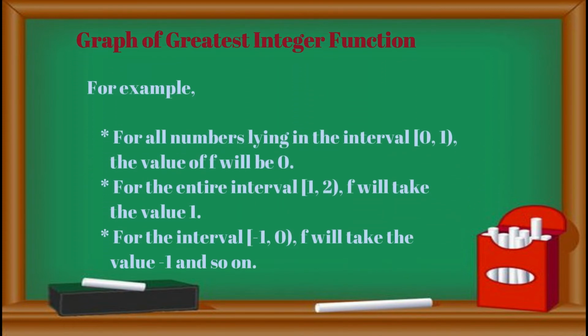For example, for all numbers lying in the interval [0, 1), the value of f will be 0. For the entire interval [1, 2), f will take the value 1. For the interval [-1, 0), f will take the value -1, and so on.